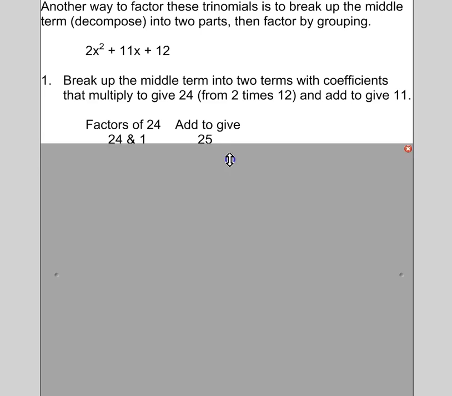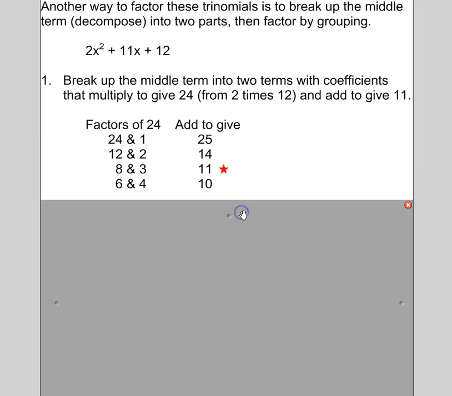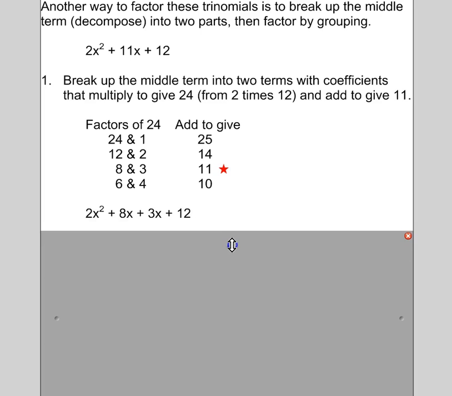So we can look at all the factors of 24, okay, that's better to start with the factors than the sums, because there's too many ways of adding to 11, but there are very few ways of multiplying to 24. So they're all listed here. And we look at the sum of those numbers. Now, in this case, they're all positive values. So 25 is a possible sum, 14, and then we get 11. Okay, so 8 and 3 have to be our two terms. So then what we do is we take our middle term, break it up into 8x and 3x.